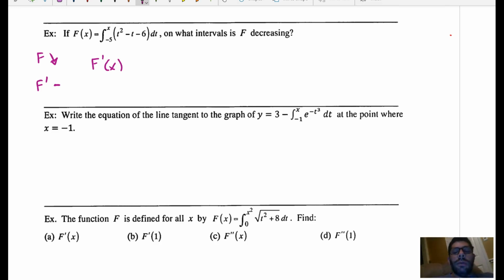which means I'm taking the derivative of an integral where the upper limit's a function of x. I'm going to plug the upper limit into the integrand times the derivative of the upper limit, which the derivative of this upper limit is just 1. And then if I want to find out where this derivative is positive or negative, then I'll set that equal to 0.